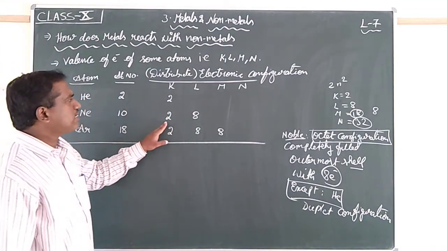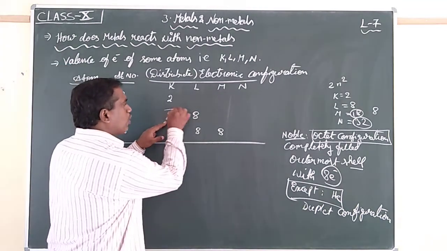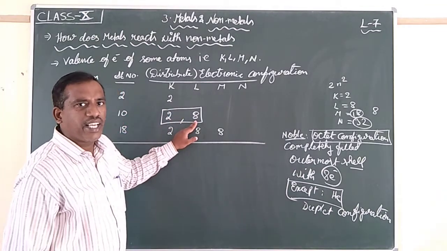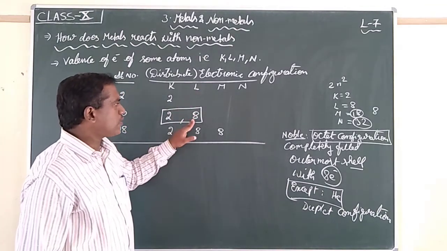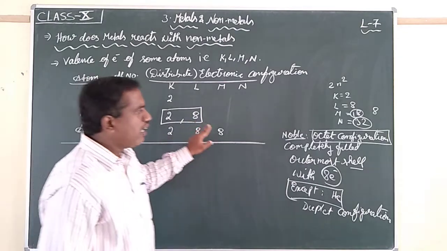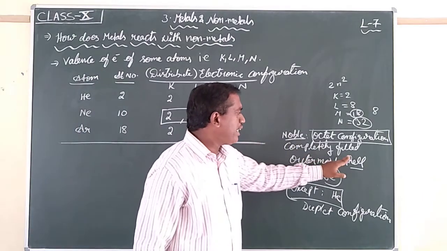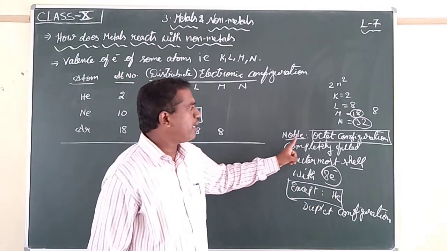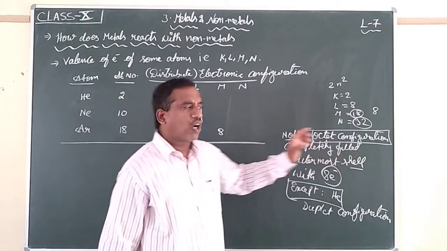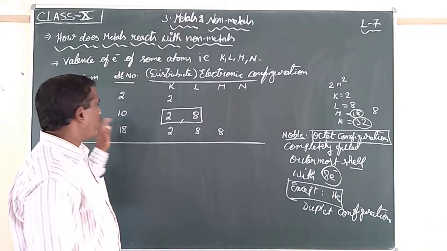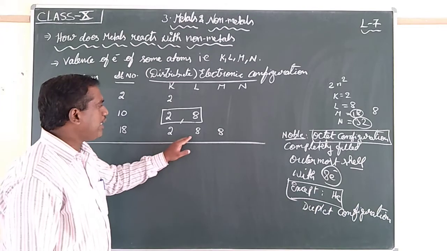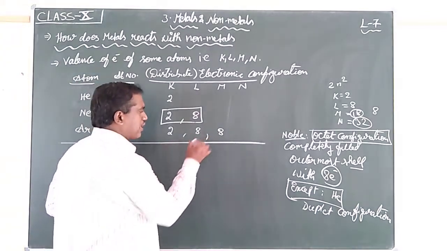Neon. What is its electronic configuration? 2, 8. In the outermost shell, how many are there? L is the outermost shell for this one. How many are there? 8. What is our condition? A completely filled outermost shell with 8 electrons is called noble. It is following the octet configuration. So this is also a noble gas. And when we take argon, 2, 8, 8 is its electronic configuration.